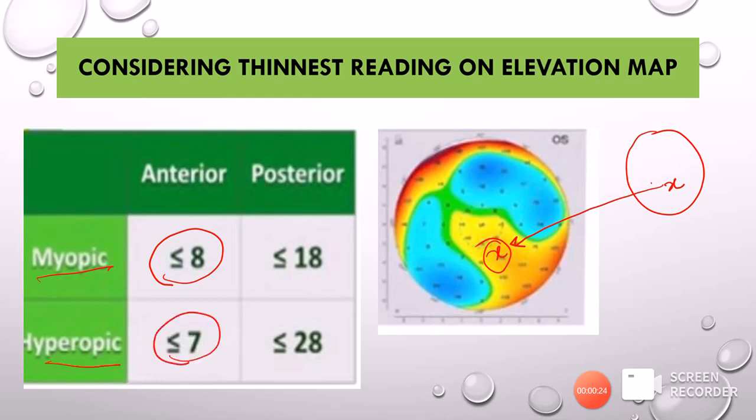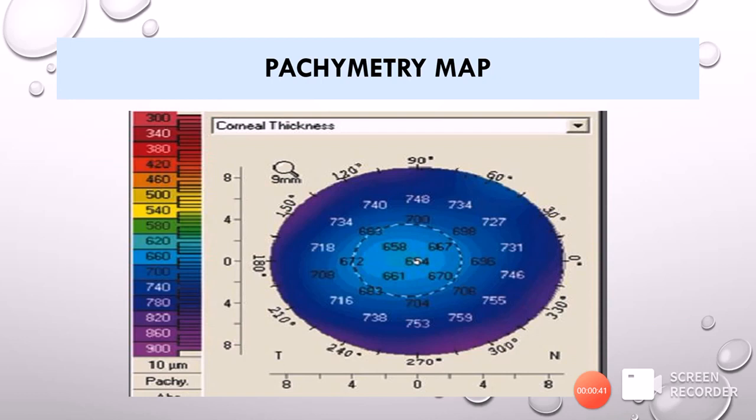Now, if you compare the same thing on the posterior elevation map, in the myopic patient it should be less than 18, and in the hyperopic patient it should be less than 28. Any reading which is more than this can be suspicious of keratoconus or ectasia. So that was all about the elevation maps, and now we shall be studying the last type of maps.